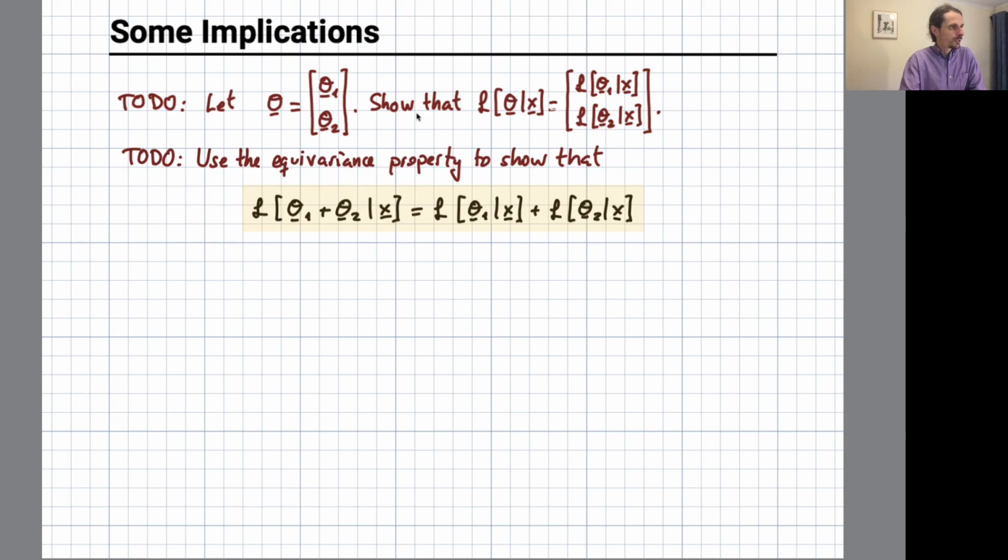Okay, so now the next property, or the next exercise, is to use the equivariance property to show that the LMMSE estimator of the sum of two parameter vectors equals the sum of the LMMSE estimators of each parameter vector. Okay, so again I suggest that you try to do it first.